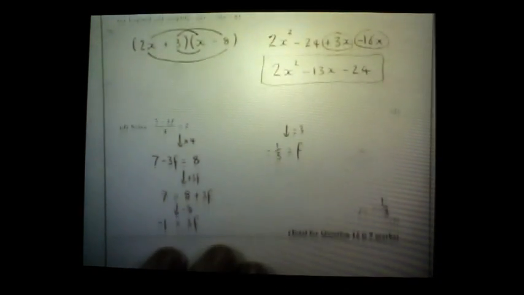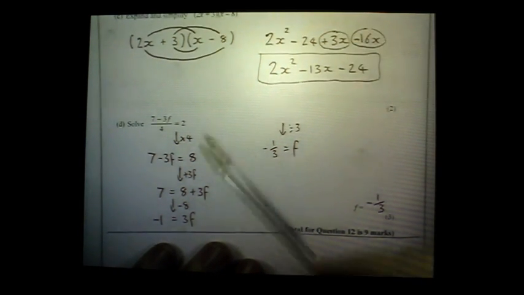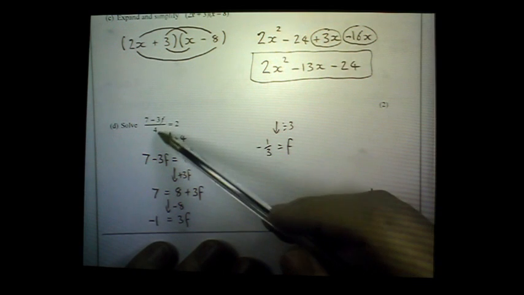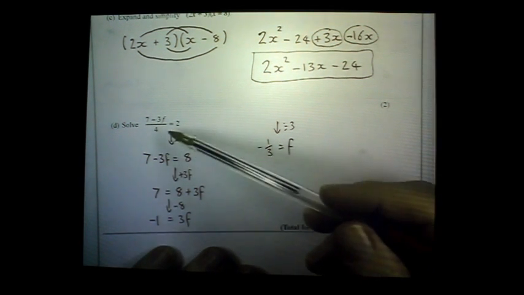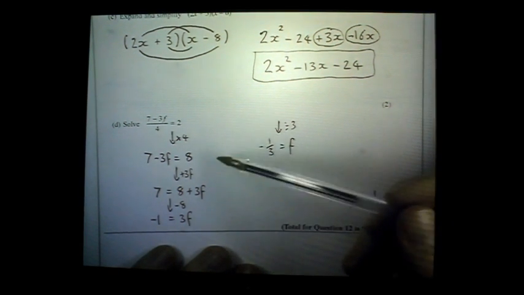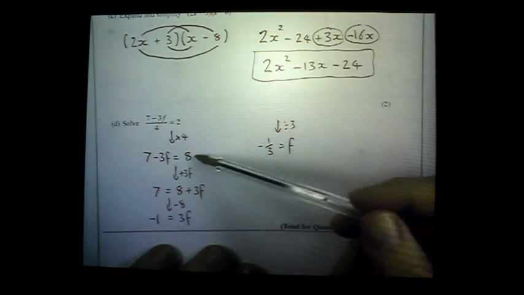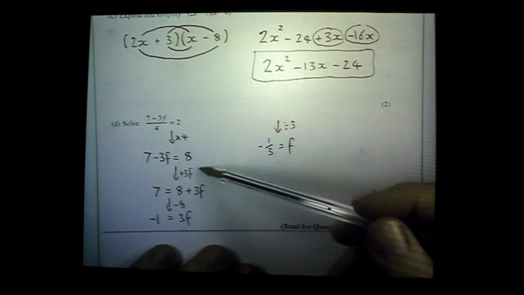Solve this one. A bit of a tricky one, but anyway. You want to get f on its own, so find the value of f. That falls on the bottom, so it's being divided by 4. How do you undo divide by 4? Well, you multiply by 4. So that's why it gives you 7 take 3f equals 8, because 2 times 4 is 8.